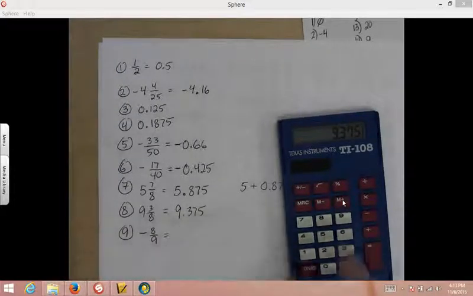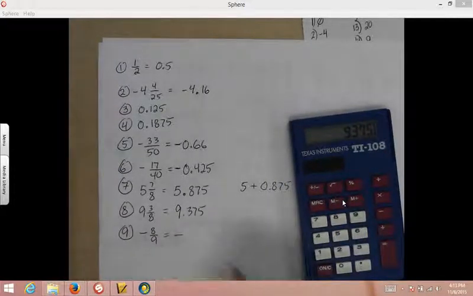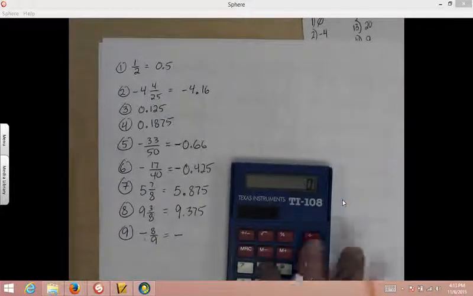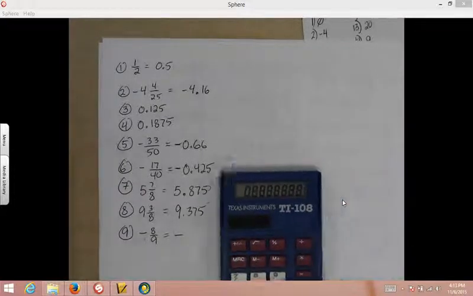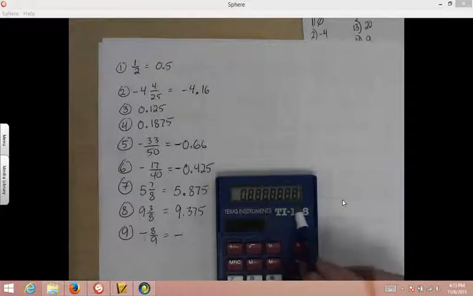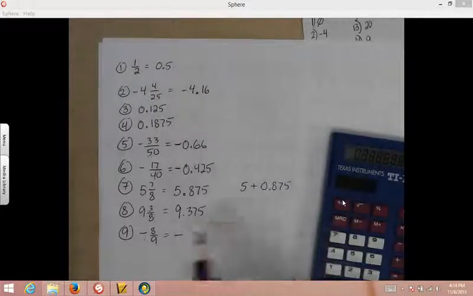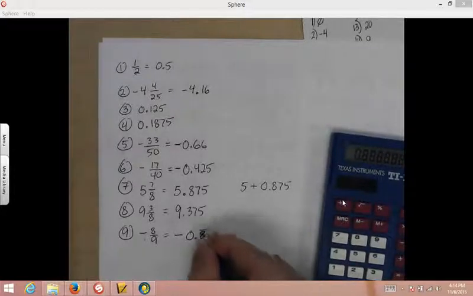Number 9, negative 8/9. Alright, so let's take a look at this. I know it's going to be negative because of that negative sign, so I can write that right away. So let's type this in, 8 divided by 9. Whenever you divide by 9, you're going to get bar notation. But I have a bunch of 8s that repeat, so I'm just going to write 0.8, bar notation over the 8.